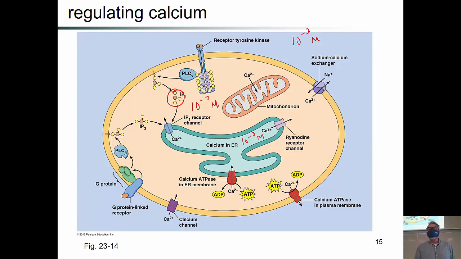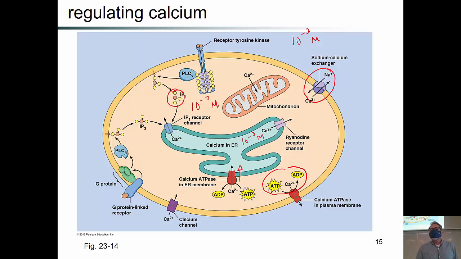Calcium levels are maintained by a number of systems. So here we're using hydrolysis of ATP to pump calcium either out of the cell or into the smooth ER. Is that direct or indirect active transport? Who wants to guess? Remember that's, yeah? It's direct, that's correct, because we're linking it to a chemical reaction.